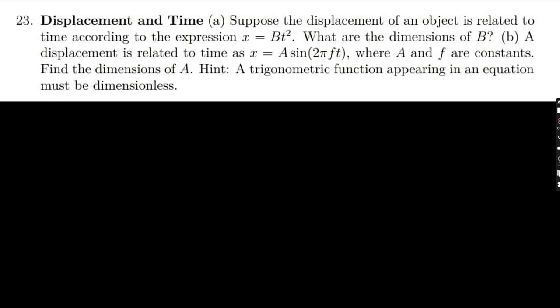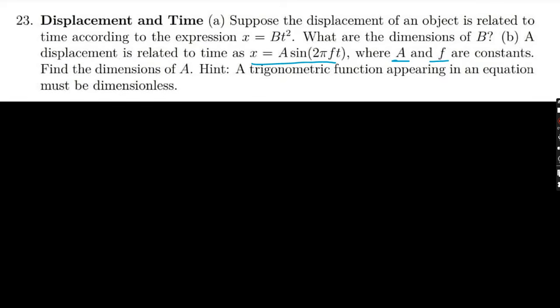Now question b. I've been told that a displacement is related to time as x is equal to a sine of 2 pi f t, where a and f are constants. Find the dimensions of a.